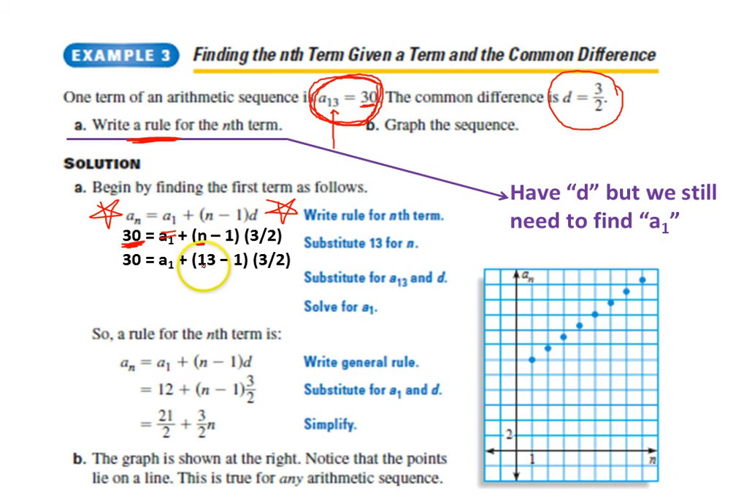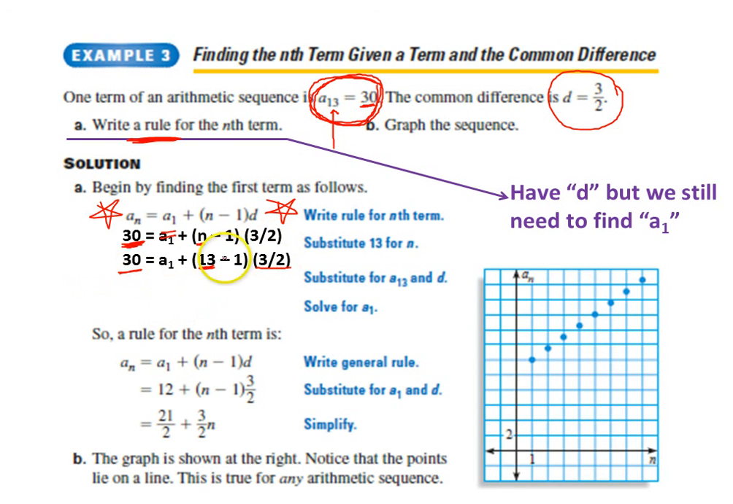When n is 13. So that's the three pieces of information that I have. My d is 3/2, and a sub n is 30 when n is 13. Now, if you notice, by plugging that information in, the only thing that we still have left to find is a sub 1, which is what we said we're missing. So all we have to do is solve this to find a sub 1, and then we plug it in just like we did in the last example.